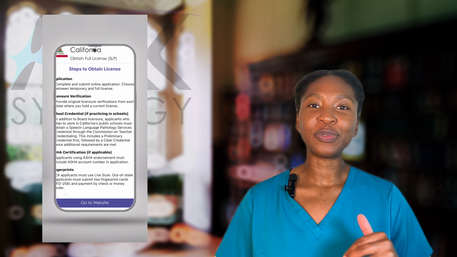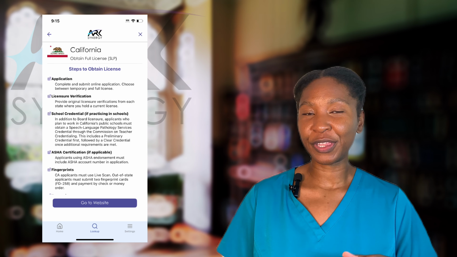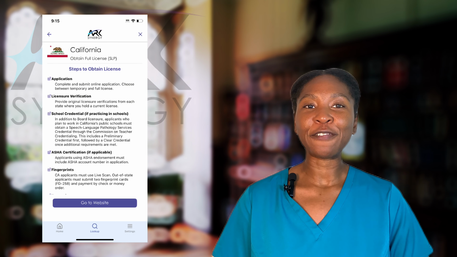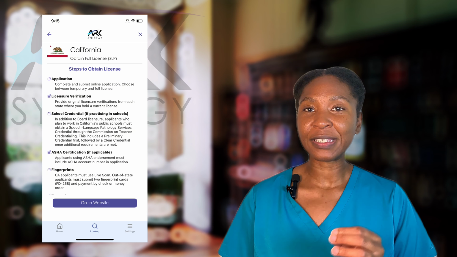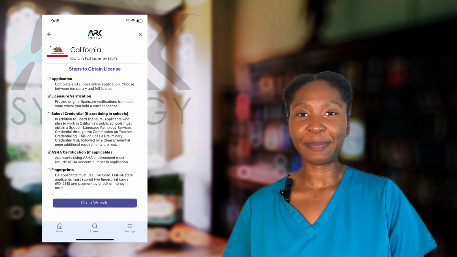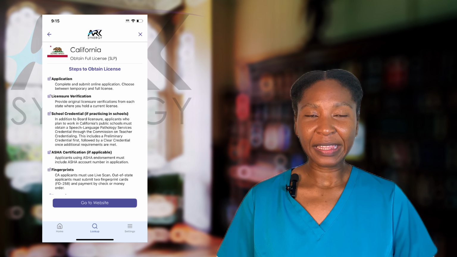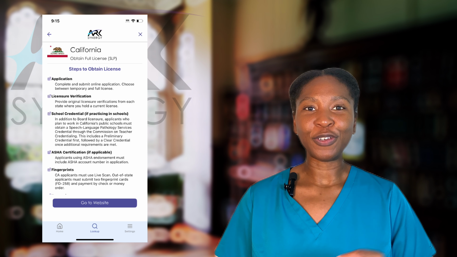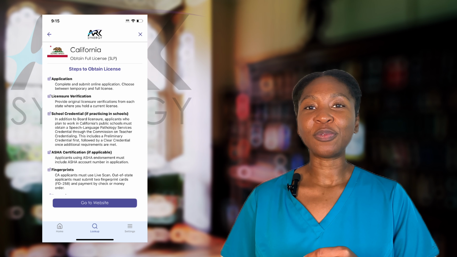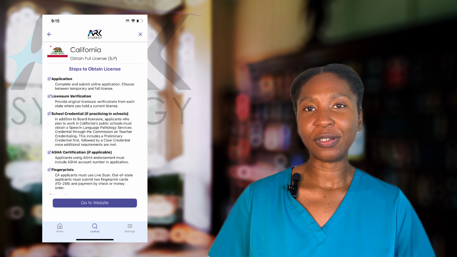So the process begins with submitting a California licensure application where you will choose between a temporary license, a full license, or both. Many applicants choose to apply for a temporary license alongside the full license so that they can practice while the full license application is under review. So once submitted, the board reviews your material for completeness. Missing documents are the most common reason for any delays in the licensure process.